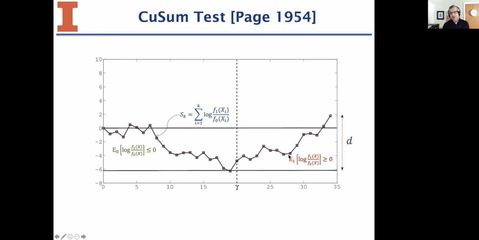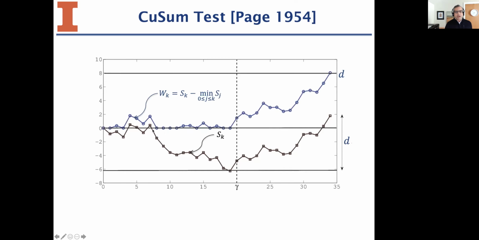And after the change point, this statistic will have a positive mean. The components have a positive mean. So this sequence will have a positive drift after the change point. So you can exploit the fact that the sign of the drift changes at the change point to construct a test statistic to detect the change. And that's the idea behind the Q-sum test.